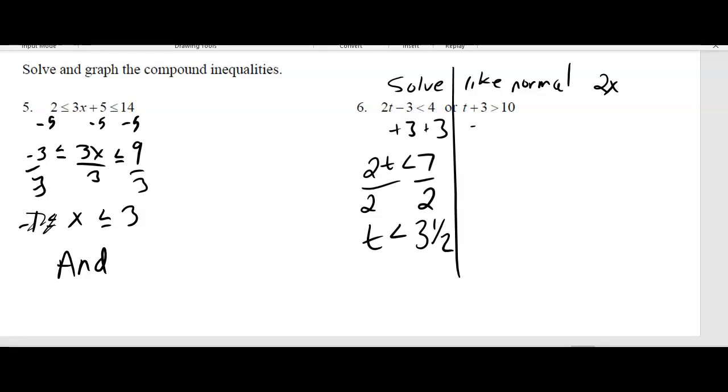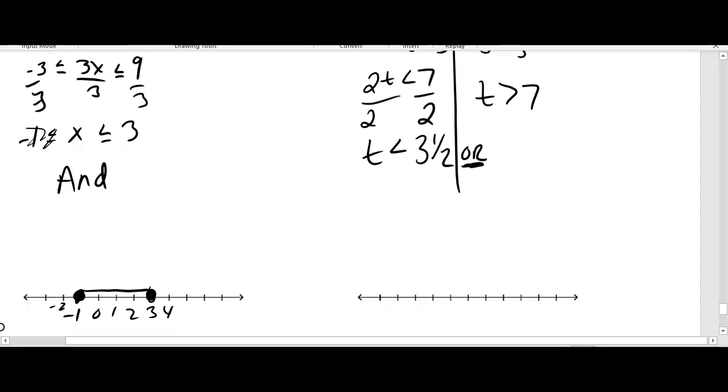Over here, subtract 3, subtract 3. t is greater than 7. So those are my 2 solutions. And I always put that OR down. That's really important, guys. So t is less than 3.5 or t is greater than 7.